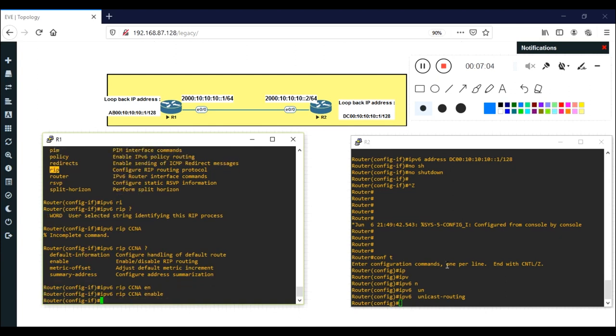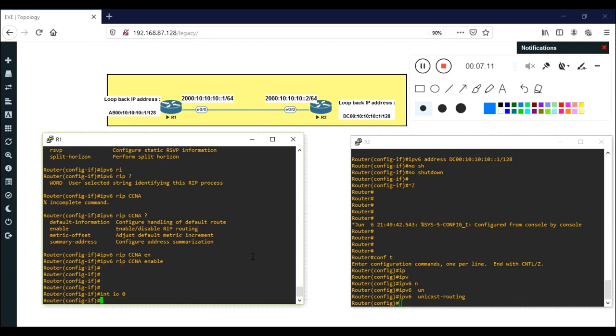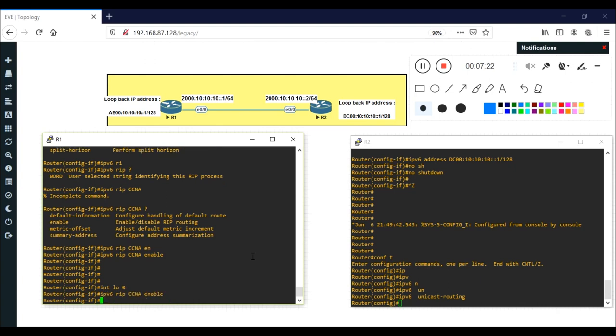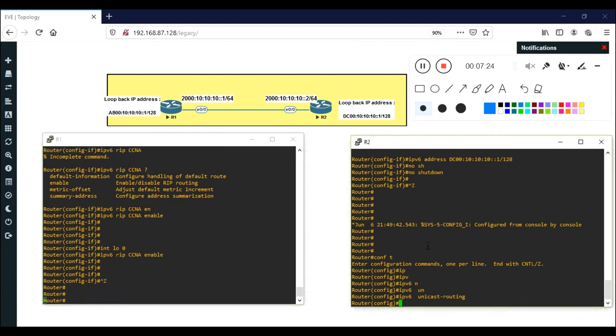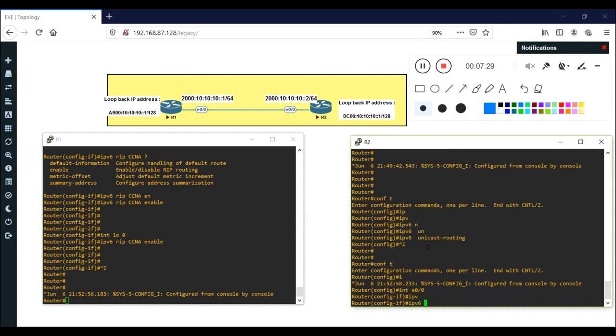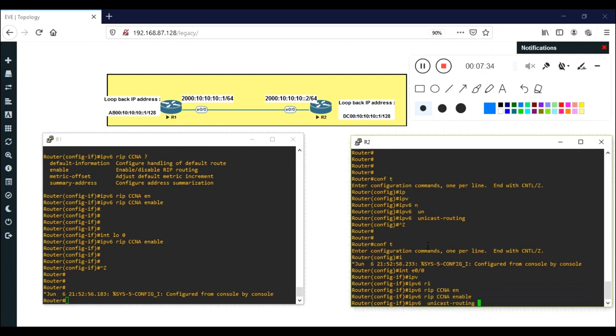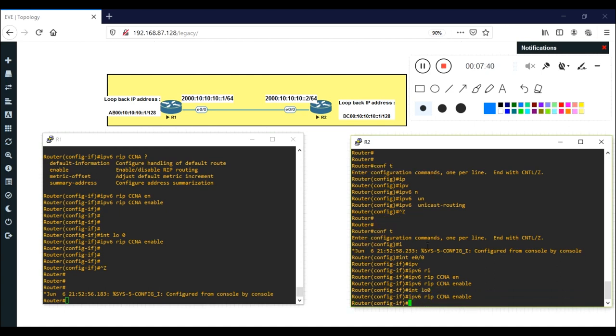Same thing I will have to configure on router 2, but before that I will configure the same thing on my loopback interface, because I have two interfaces. One is the physical interface Ethernet 0/0 and another one is the loopback, which I have configured. Same command: ipv6 rip CCNA enable, that's it. Same thing I will configure on router 2: ipv6 rip CCNA enable. Same thing on loopback 0, same command, that's it.